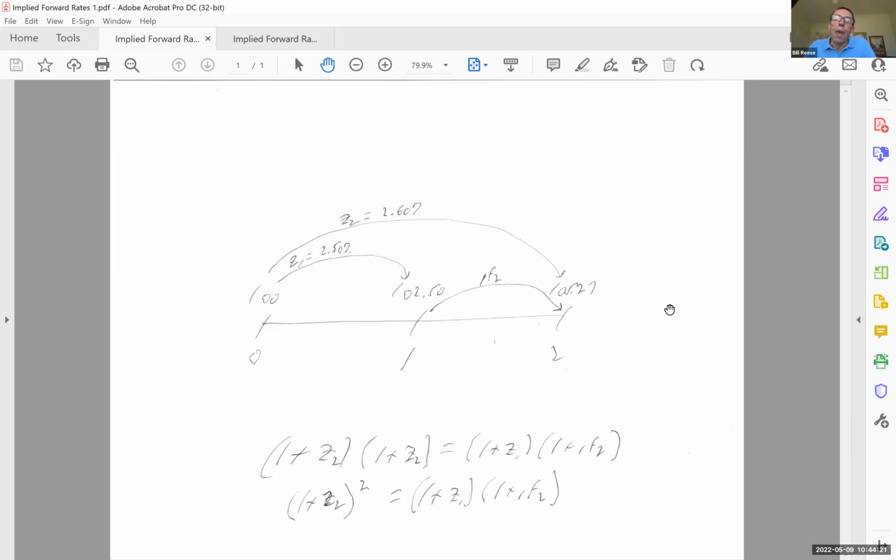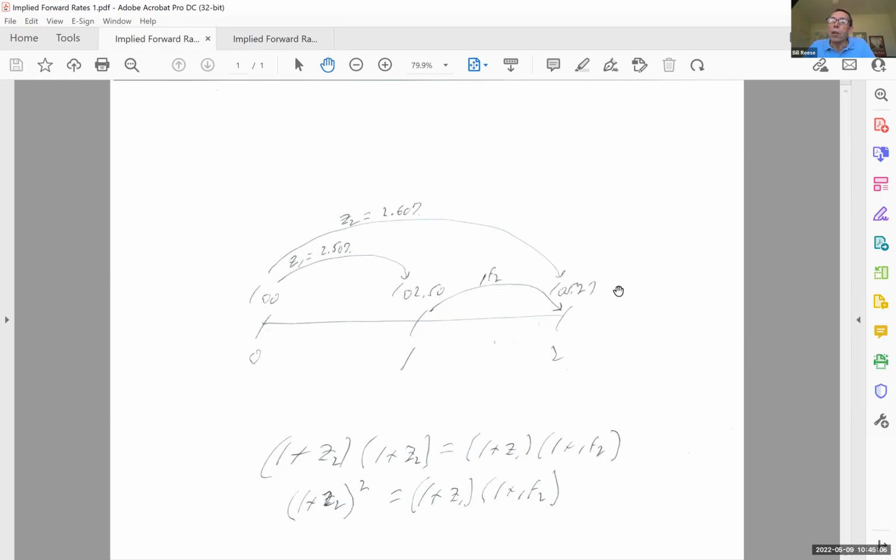Now, what we're going to do is call this rate from time 1 to time 2 1F2. 1 because it starts at time 1, F for the word forward, and 2 because it ends at time 2. What we want to find is the implied forward rate. The implied forward rate is the rate that, if it does come from time 1 to time 2, would make you indifferent between going from 0 to 2 versus going 0 to 1 and then 1 to 2. In other words, there's some interest rate that, if it comes from time 1 to time 2, would give you $105.27 either way, which means you don't care.